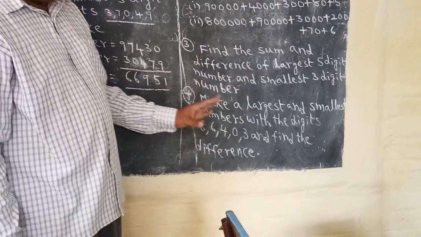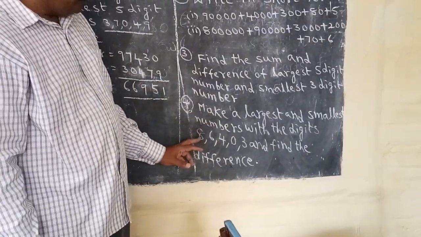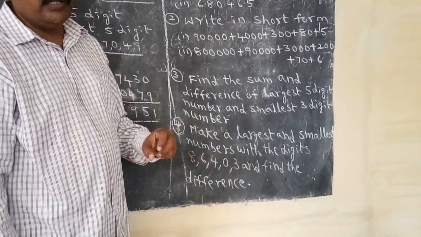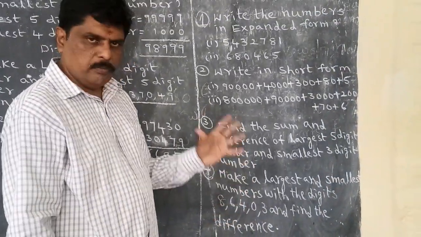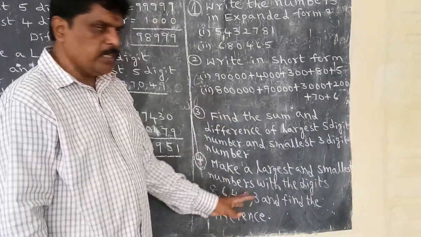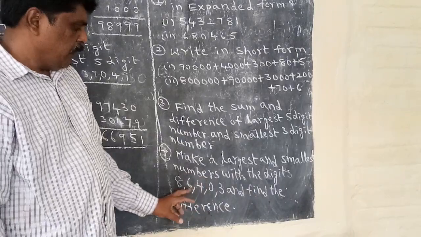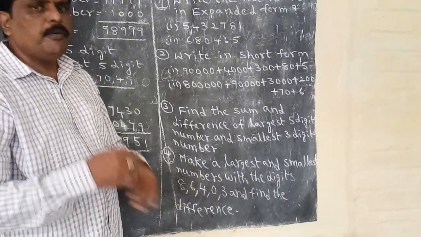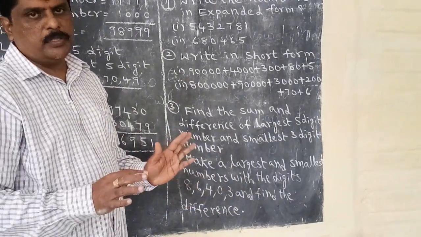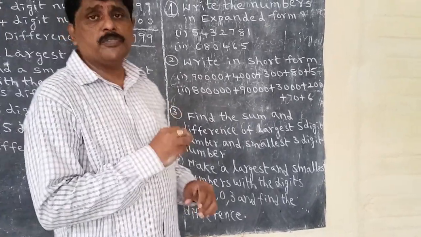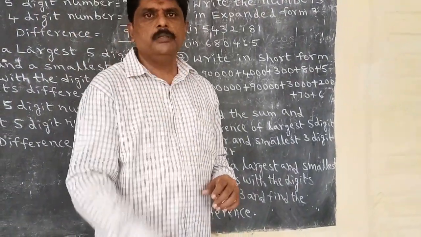Here I have given 5 digits, 86403. So I have to write the largest 5-digit number with these digits, and also write the smallest 5-digit number with these digits, and after that you have to find the difference. And when all of you have done this worksheet, put it in the WhatsApp.